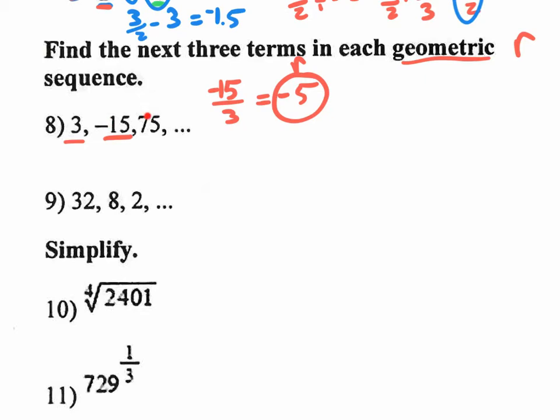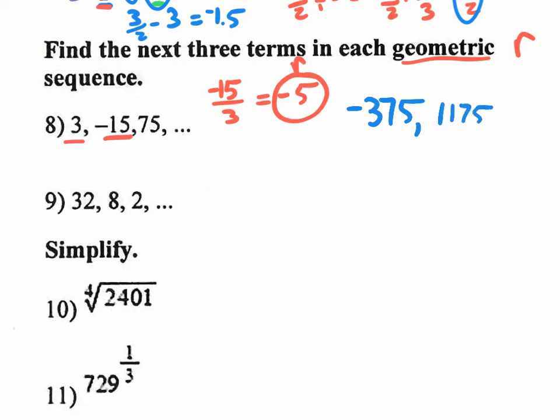On a calculator, you're going to take 75 and multiply it by negative 5. So what would that answer be? Negative 375. So that's technically your fourth term. Now you still need the fifth and the sixth, right? Because they want the next three terms. So take negative 375 on the calculator and multiply it by negative 5 again. What do we get?